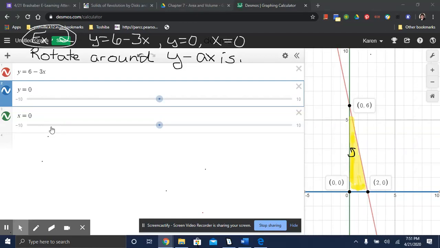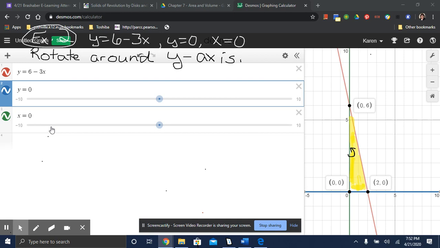Okay, so we're going to take our second example here and look at what happens if instead of rotating around the x-axis, we rotate around the y-axis. So I've given you as boundaries a line, y equals 6 minus 3x, and then the x and y axis, so y equals 0 and x equals 0. So if you think about flipping this flat area around the y-axis, I think hopefully you can visualize that you would get a cone shape. And so we're going to find the volume of that cone that is formed.